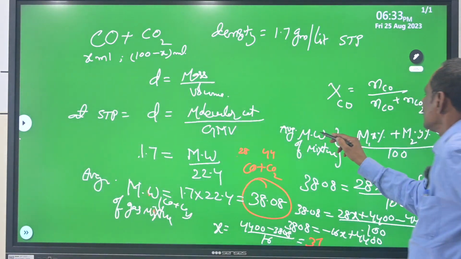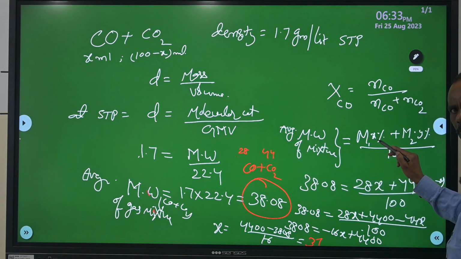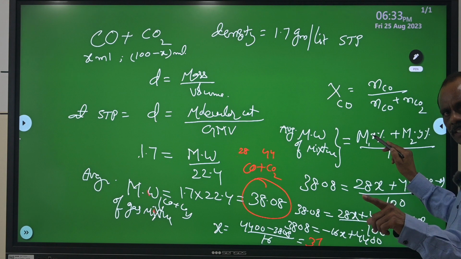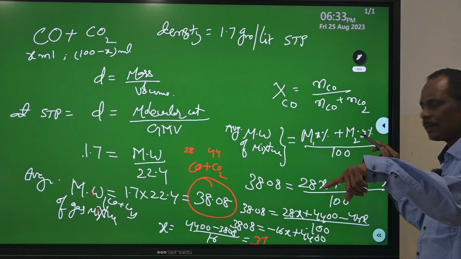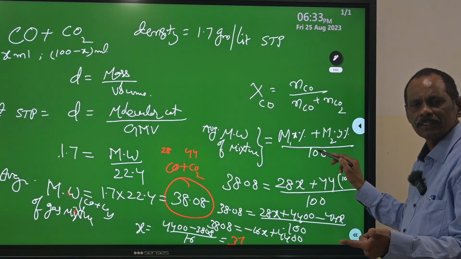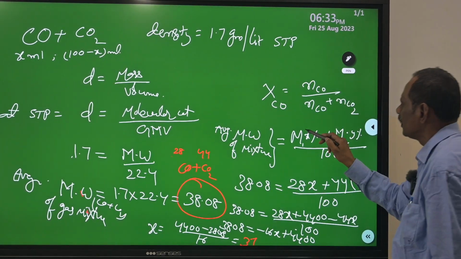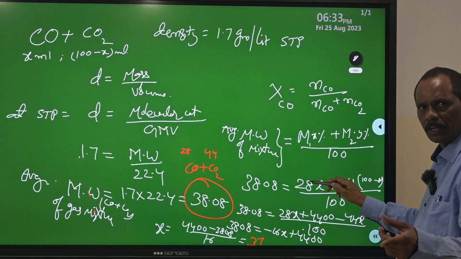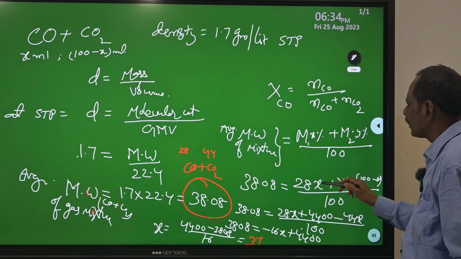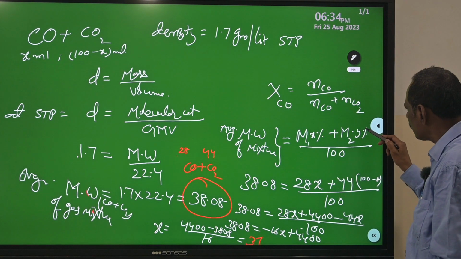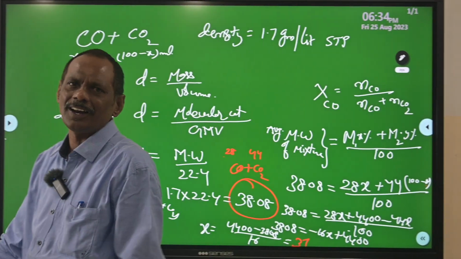So the formula is: the average molecular weight of the mixture is equal to the molecular weight of the first gas into its percentage present in the mixture, plus the molecular weight of the second gas into its percentage, by 100, because it is per cent, so the total is 100. Therefore, the average molecular weight of the gas we just calculated. We know the molecular weight of the first gas, carbon monoxide. We know the molecular weight of the second gas, 44. Let us take the percentage of carbon monoxide as X in the mixture. Then the percentage of carbon dioxide must be 100 minus X. If you substitute, you will get the answer.